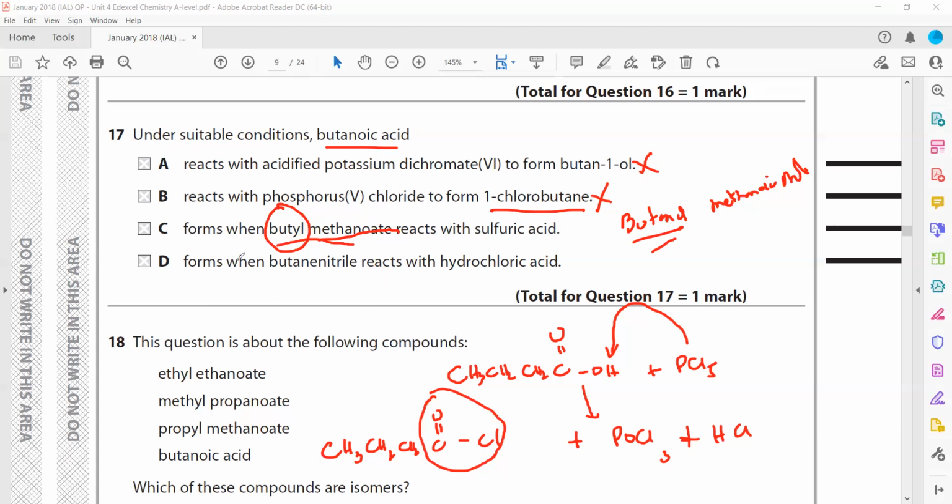And then butanoic acid forms from butane nitrile when we react it with hydrochloric acid. So that is true, because this butanenitrile can convert into butanoic acid when it reacts with acid. So D is the right answer. Is it clear, this question?